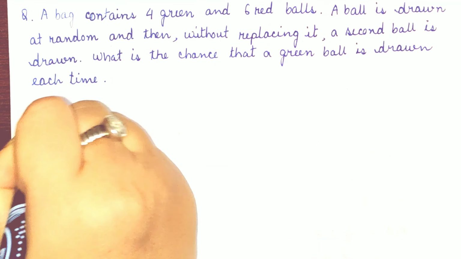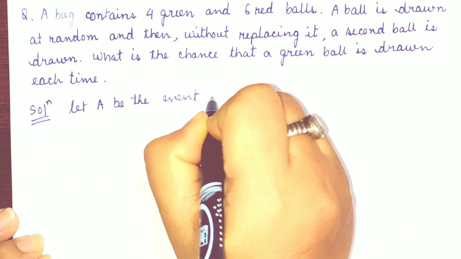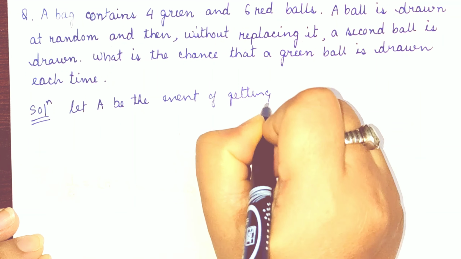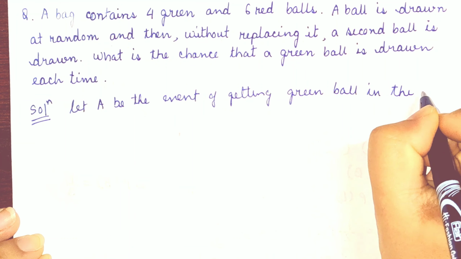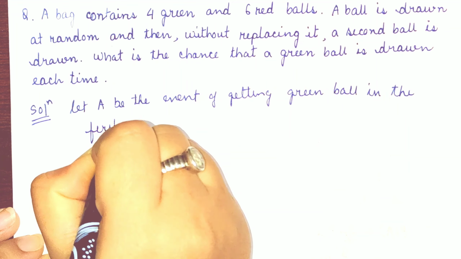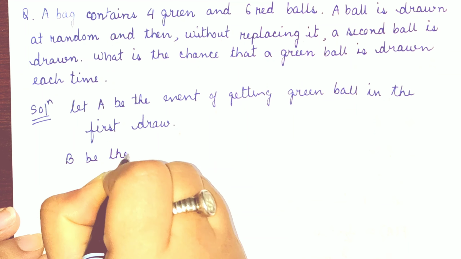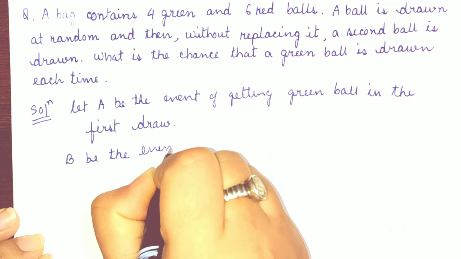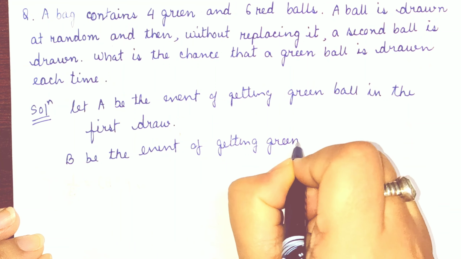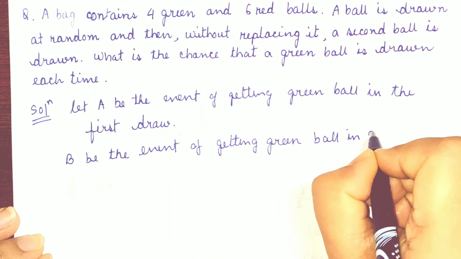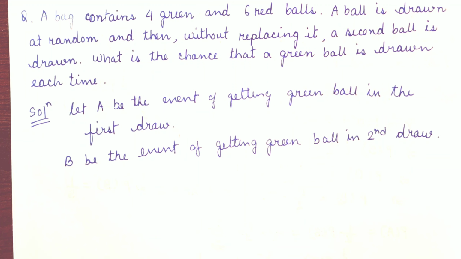Here, first of all, we assume that let A be the event of getting a green ball in the first draw. B be the event of getting a green ball in the second draw. So we have defined A and B.